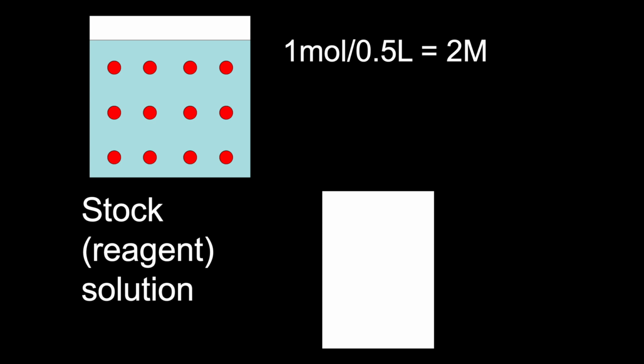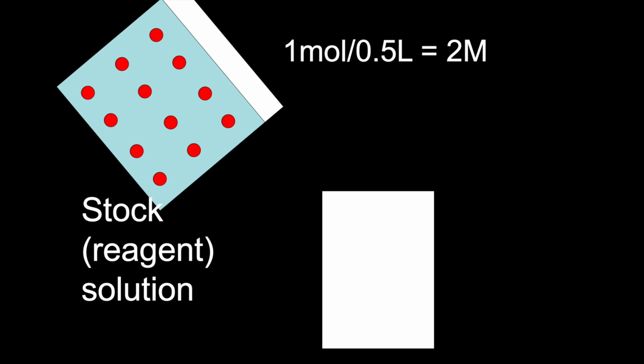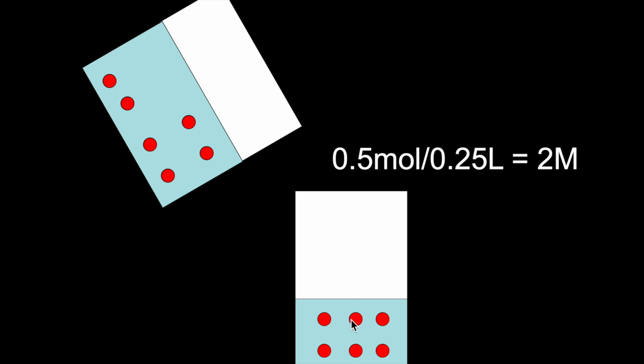If I take this solution, which is right now a 2 molar solution, let's say I pour it into another container. I know, amazing graphics here. Let's say I pour half of it into another container. Originally I had a dozen particles, but now I have 6 over here and 6 over here. I initially had 0.5 liters, but now I have 0.25. But if you notice, 0.5 divided by 0.25 is still a 2 molar solution.